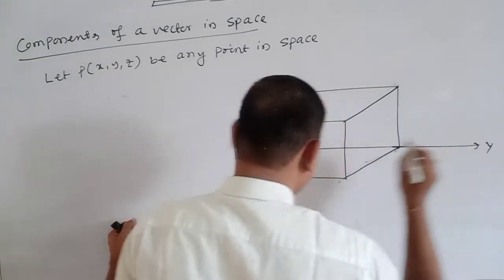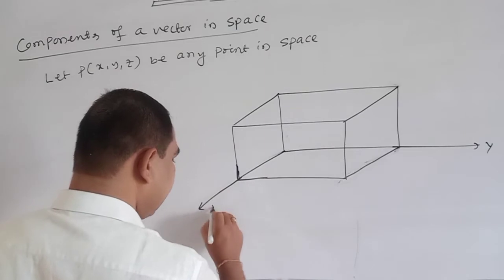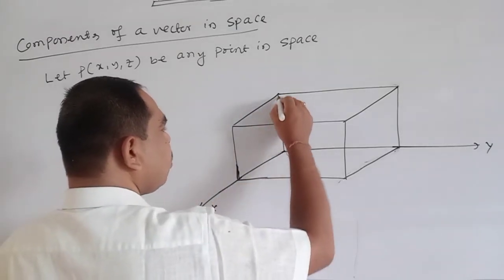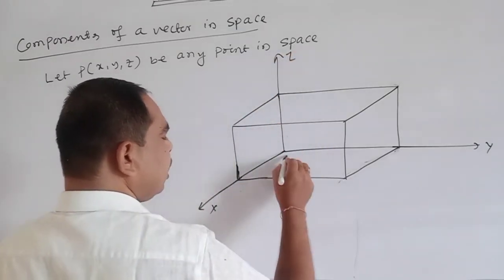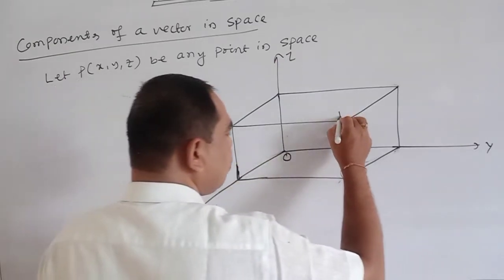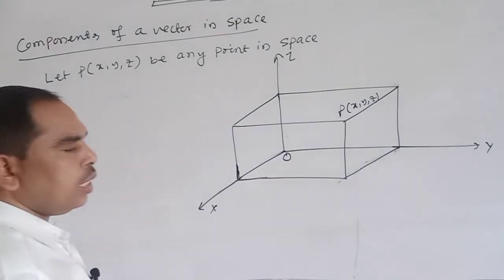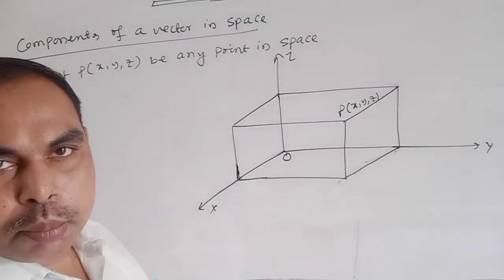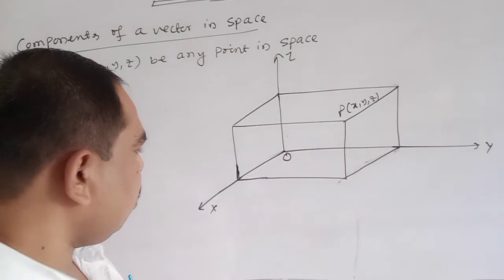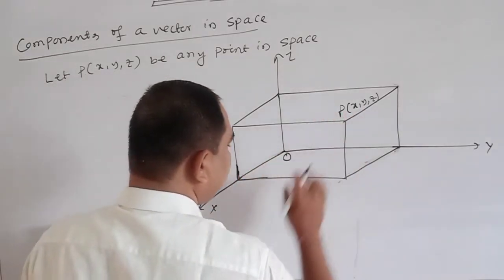This is y axis, this is x axis, and this one z axis. This is origin O, this is point P having coordinate x, y, z. Space means 3 dimension: length, breadth, height. So this is a point P having coordinate x, y, z.